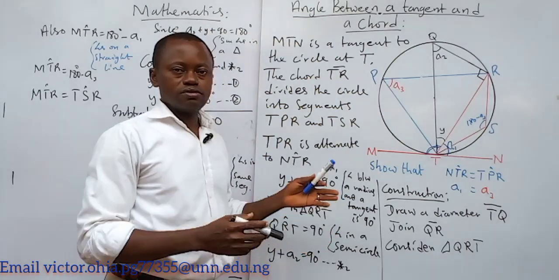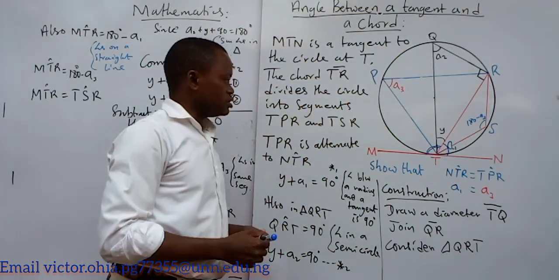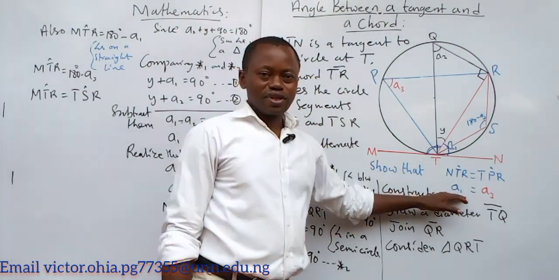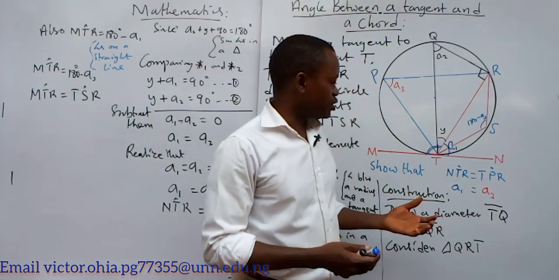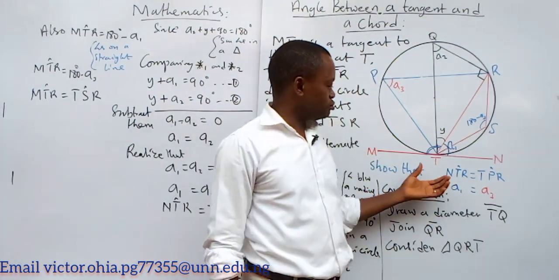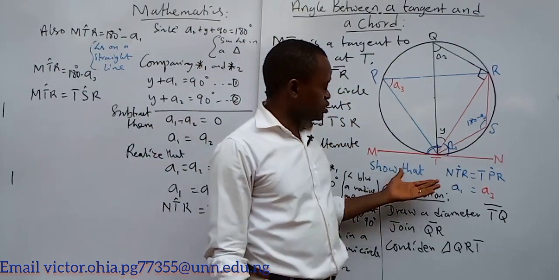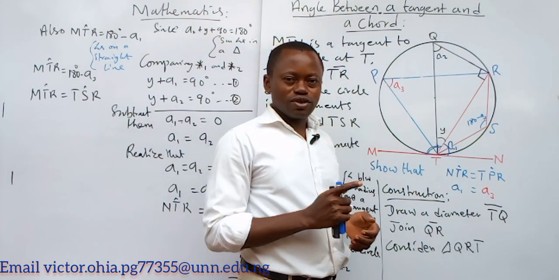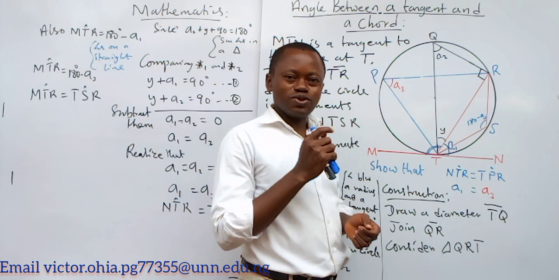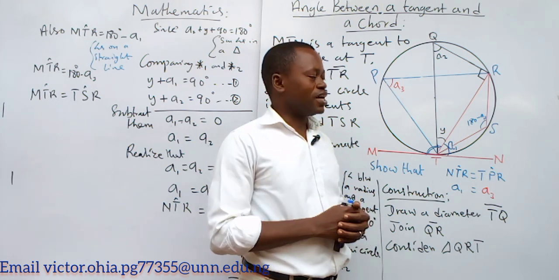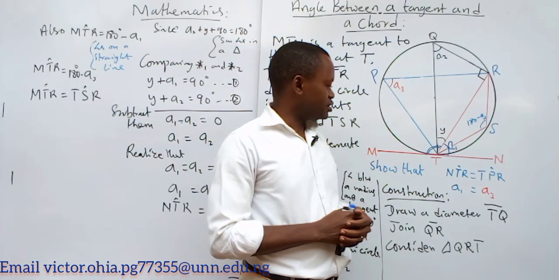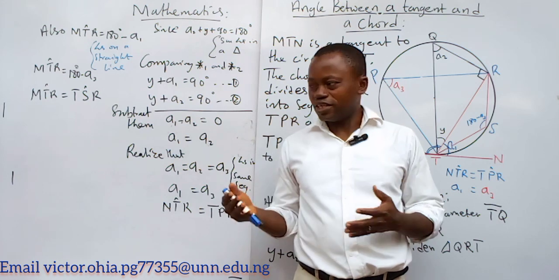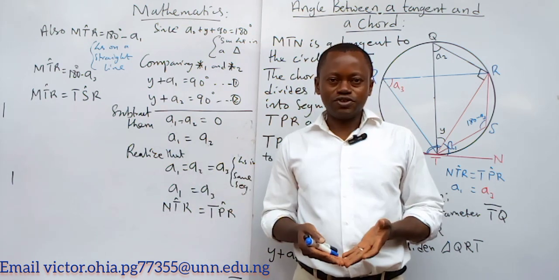that the angle between a tangent and a chord is equal to the angle in the alternate segment. We have been able to show it clearly. And I am believing that the detailed explanation I gave here will be able to help one to understand the theorem that says that the angle between a tangent and a chord is equal to the angle in the alternate segment. So please, I believe that what we did here was so helpful to you.